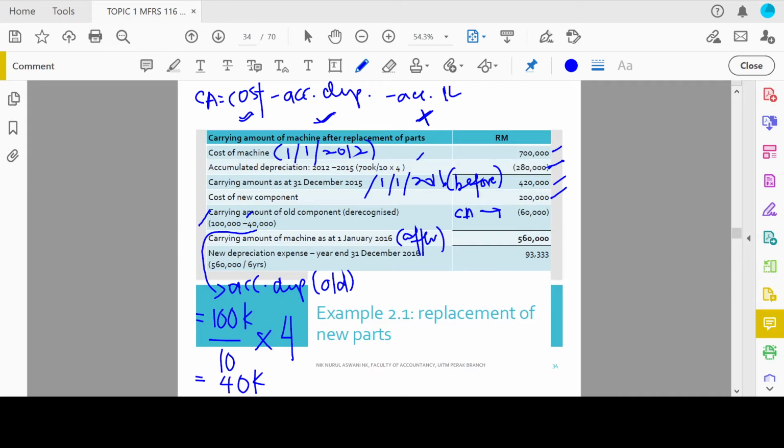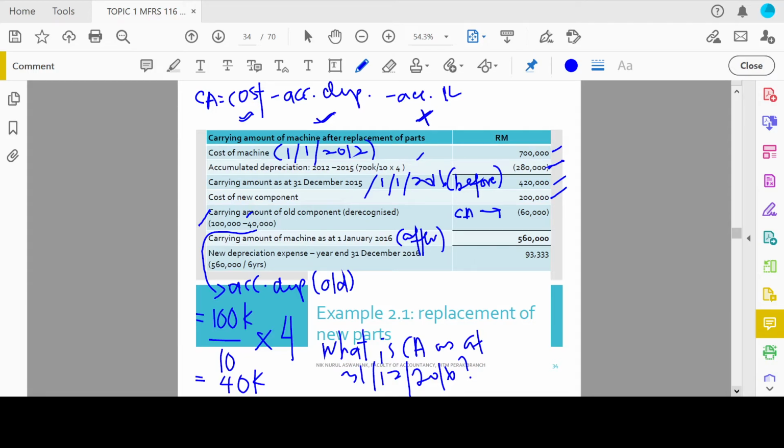What if I add another question? What is the carrying amount as at 31st December 2016? If I add another question, what is the carrying amount as at 31st December 2016?